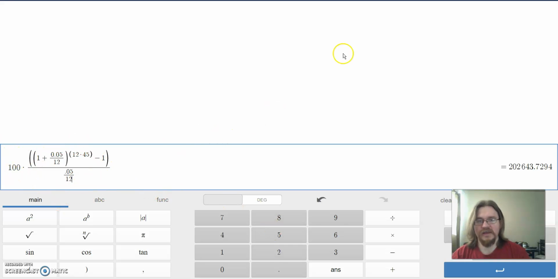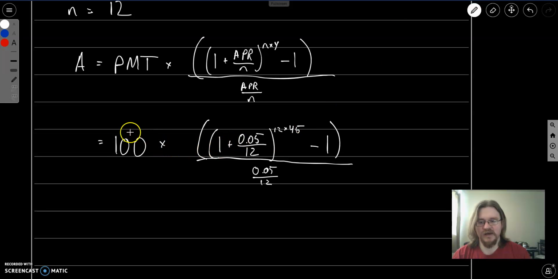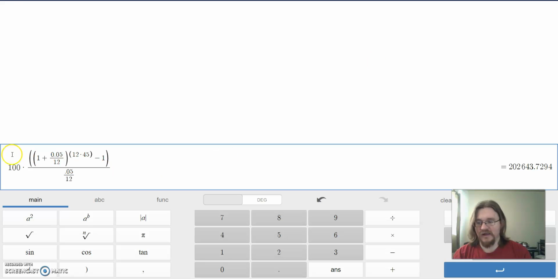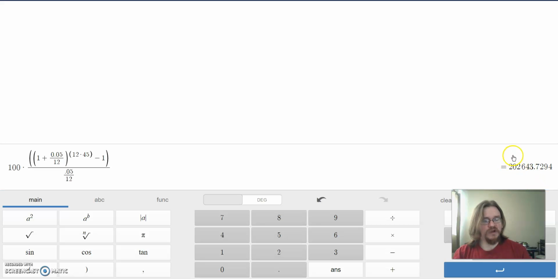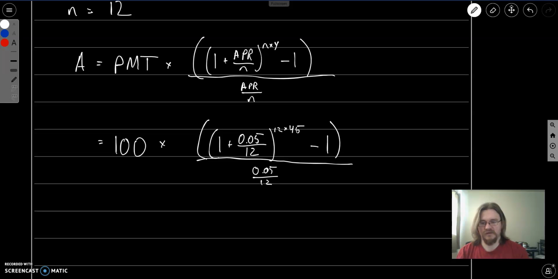And there's our formula. If we come back and we check it, 100 times 1 plus 0.05 divided by 12, all raised to the 12 times 45 minus 1, we see the same thing. 100 times 1 plus 0.05 over 12 raised to the 12 times 45 minus 1, all over the same thing. And here's our answer. So if we just round this to the nearest dollar, this is going to be 202,643.